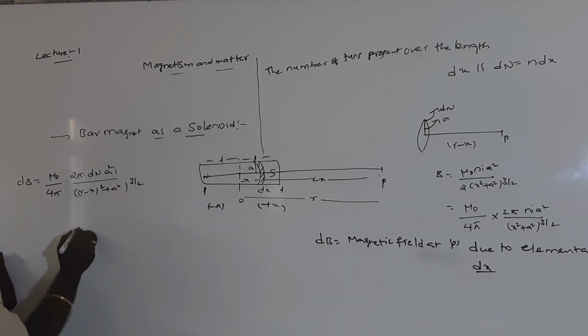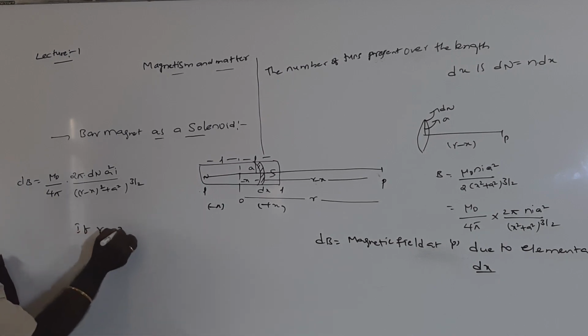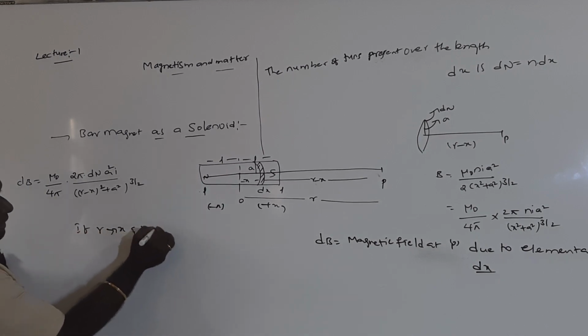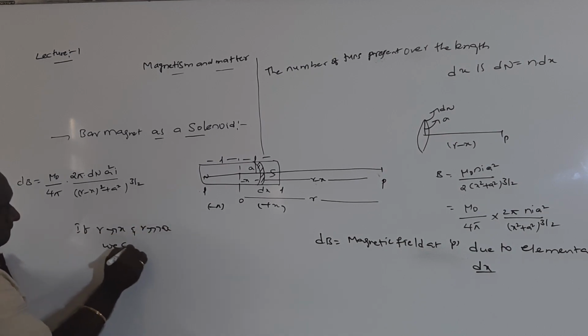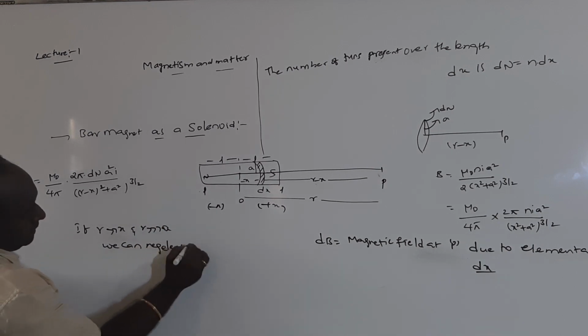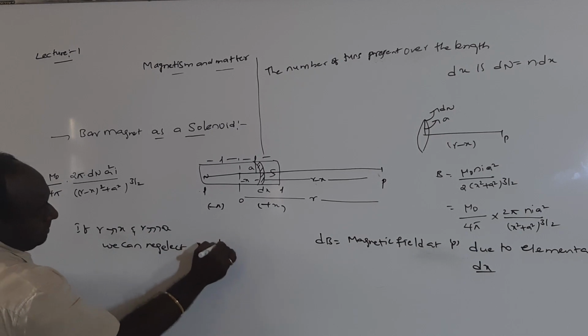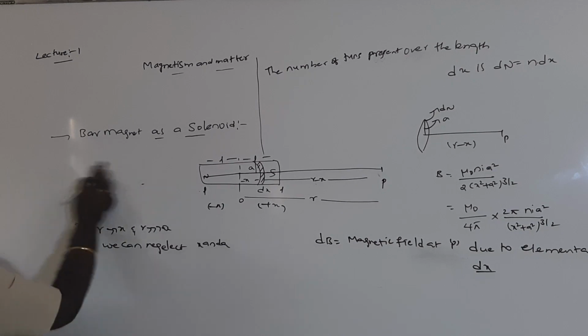Sir, if R is far greater than x and R is far greater than A, we can neglect x and A. If you neglect x and A, I can get... Sir, one minute, I think it is not visible. One minute, I will write, sorry.